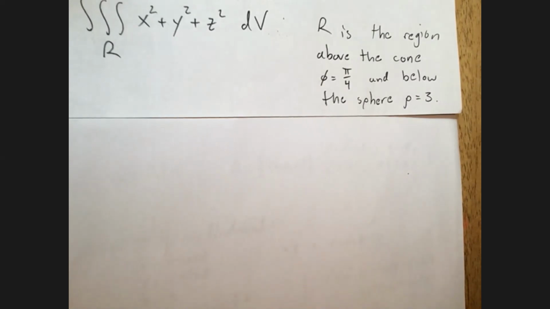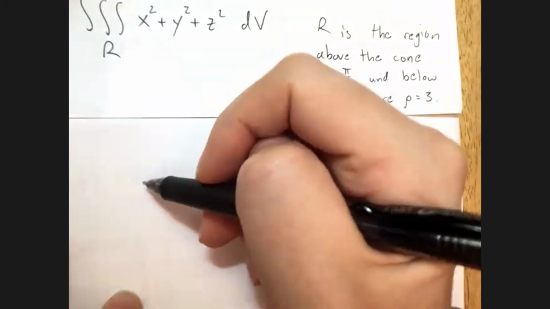And then rho equals 3. Why does that make a sphere? Well, you're looking at all the points whose distance from the origin is 3. By definition, that is a sphere of radius 3. That's what a sphere is: the set of all points equidistant from a given point. So that's what we're dealing with here. Let me draw a picture.